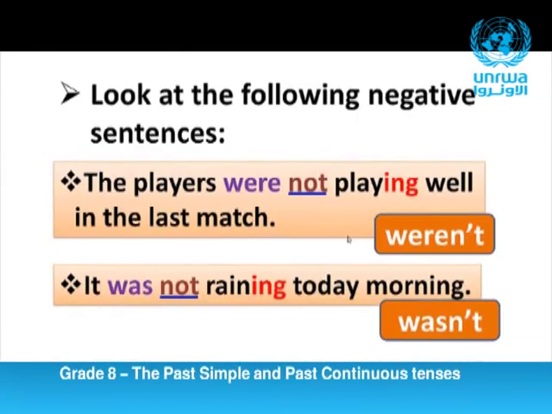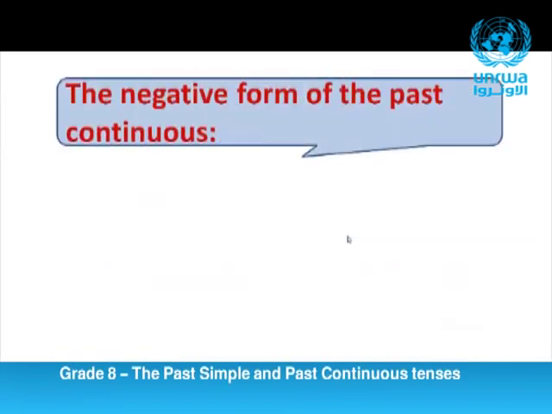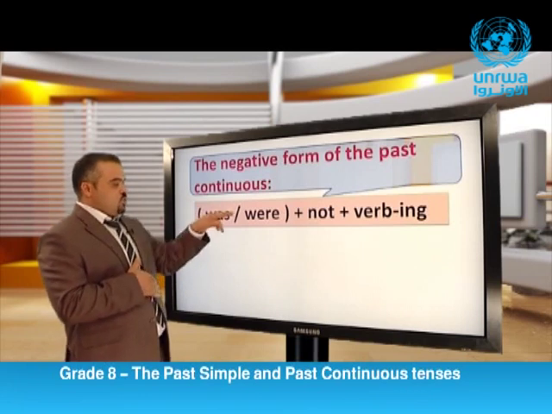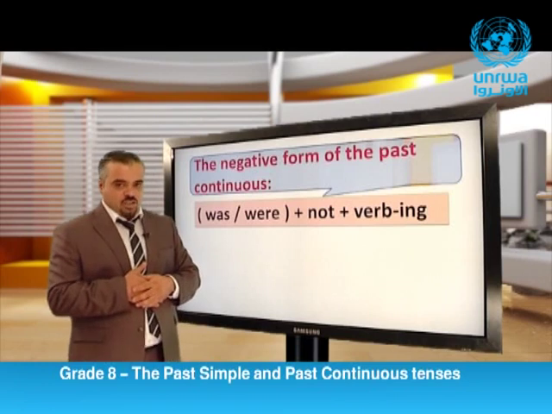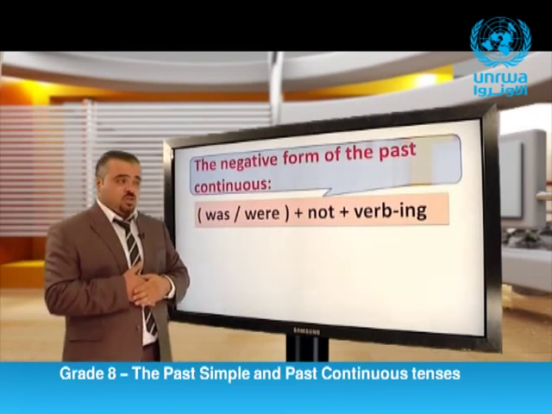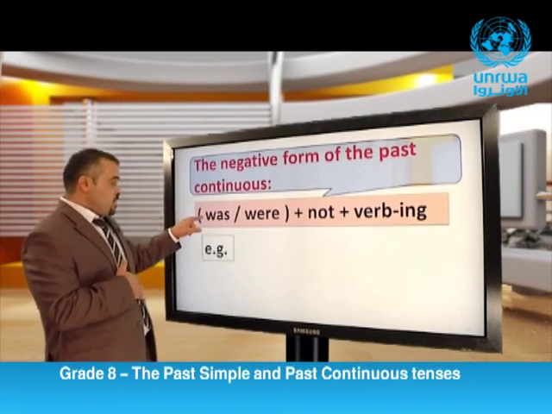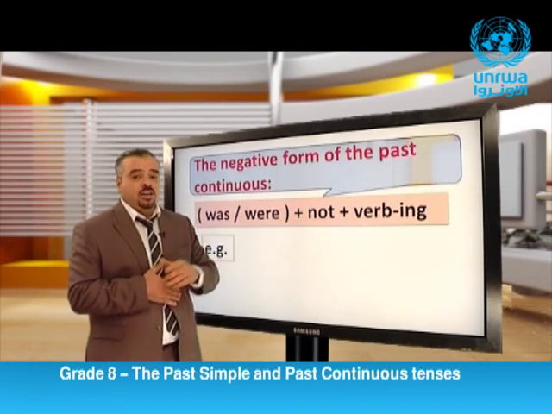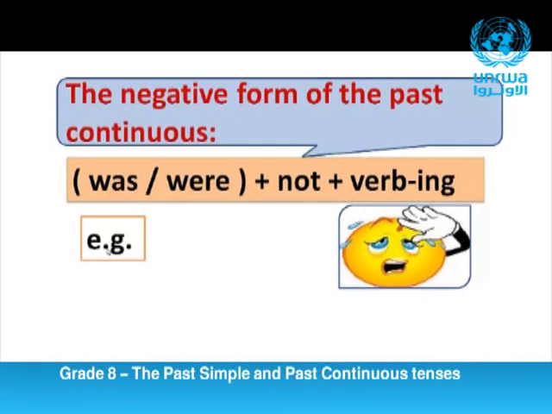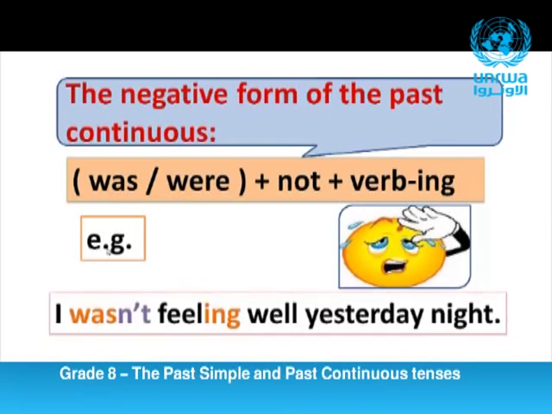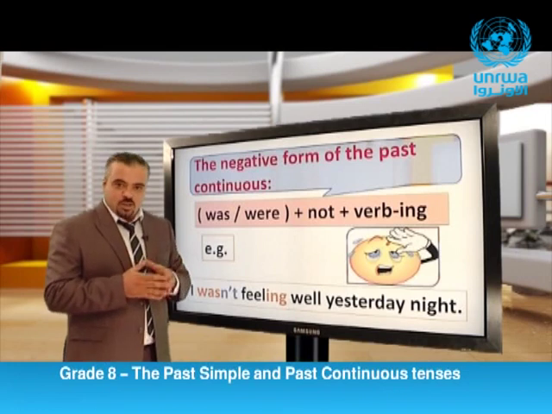And now let's see the form of the past continuous in the negative form. The negative form of the past continuous: was or were plus not plus verb plus ing. For example, look at the picture. He's saying, I wasn't feeling well yesterday night.